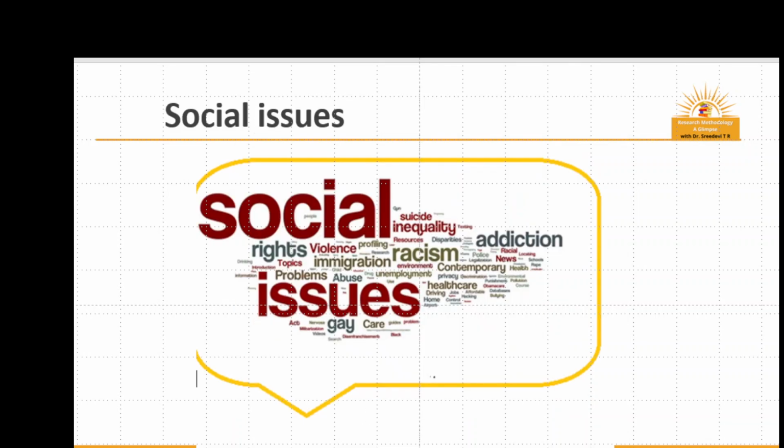Then another source for research problem is social issues. Current social and economic issues, global issues. Some examples are gender inequality, domestic violence, sexual harassment, child abuse, emerging diseases, epidemics, female feticide, increasing elderly population, and the concept of nuclear families. So here come the problems of the aged population. From all these, research problems can be formulated.